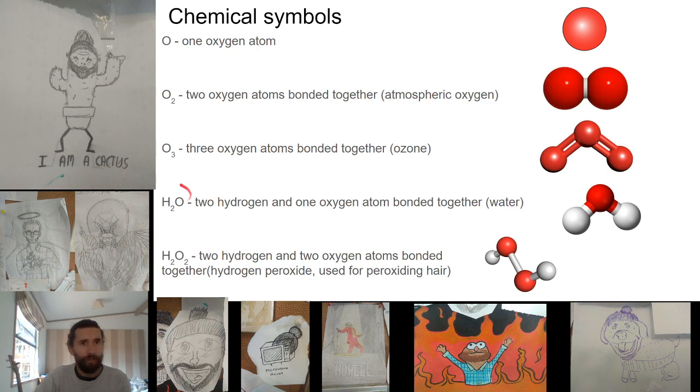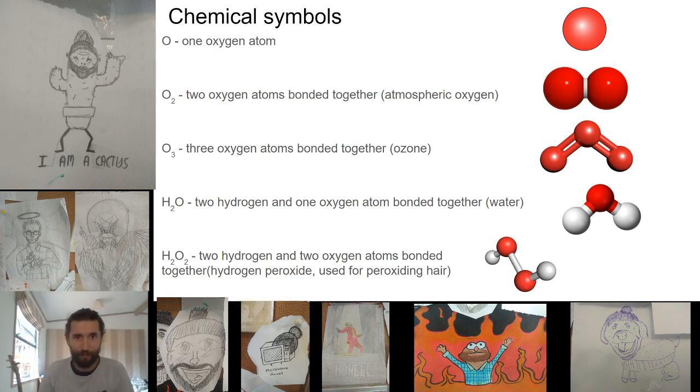H2O, you may have heard of, it is water. And what that means is H2, 2 hydrogens and 1 oxygen atom. Like this. Oxygen, 2 hydrogens. And the last one we have here is H2O2. That's 2 hydrogen atoms, these white ones, and 2 oxygen atoms, the red ones.